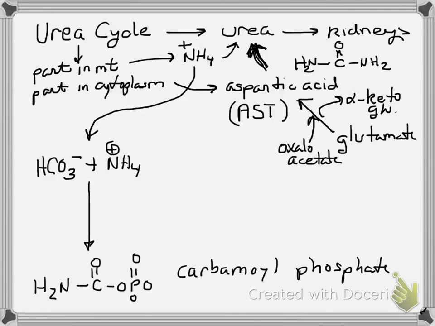Now this molecule here, let's take a look at this reaction. Obviously you can see a phosphate here. This is a high energy phosphate bond, and so ATP is going to be hydrolyzed, and that energy is going to be captured in the carbamoyl phosphate structure. The enzyme that does this reaction is called carbamoyl phosphate synthetase.